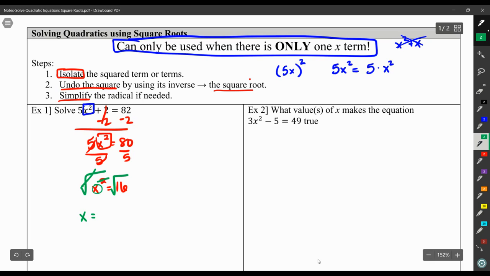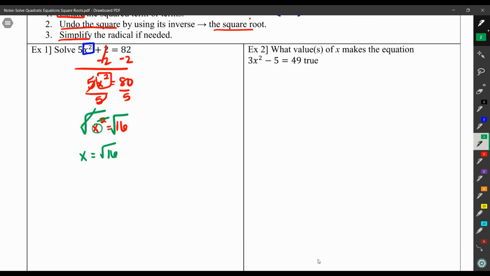Now, for the square root of 16, I'm going to put that here for now. The square root of 16, though, is a nice number. This is a perfect square. So that means we're going to have x equals 4, because the square root of 16 is equal to 4. 4 times 4 is 16.